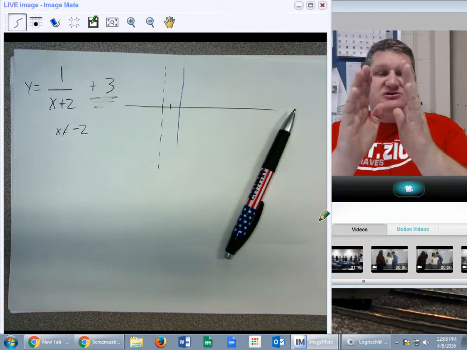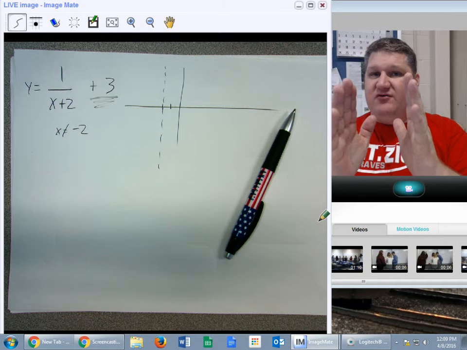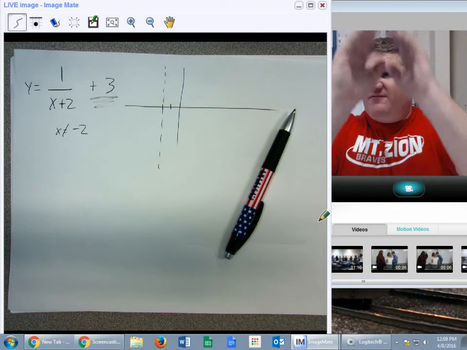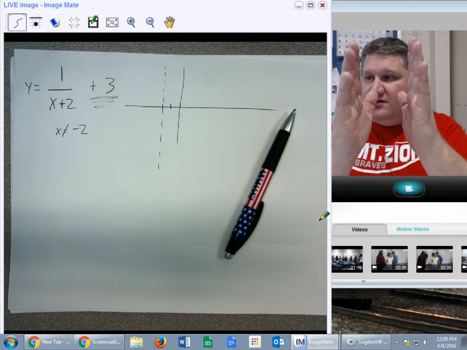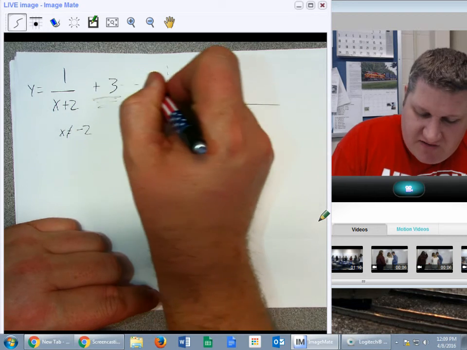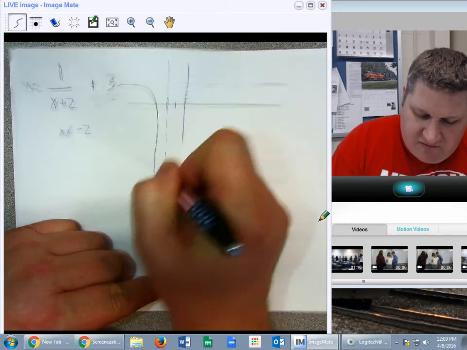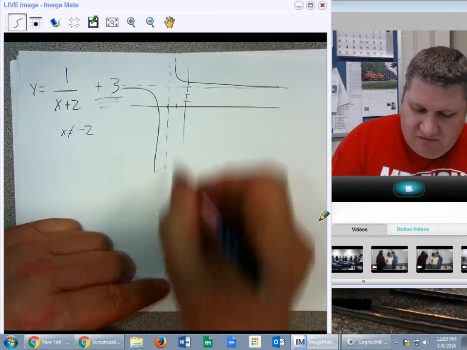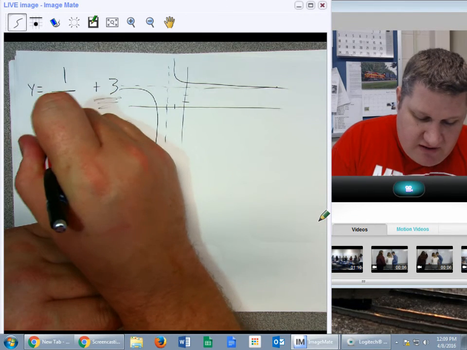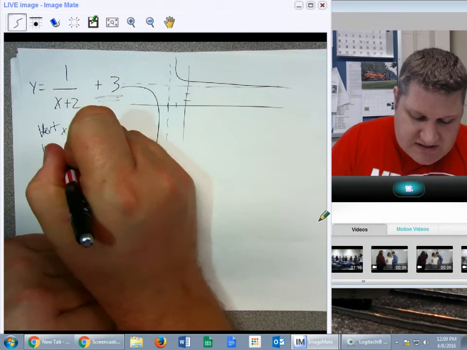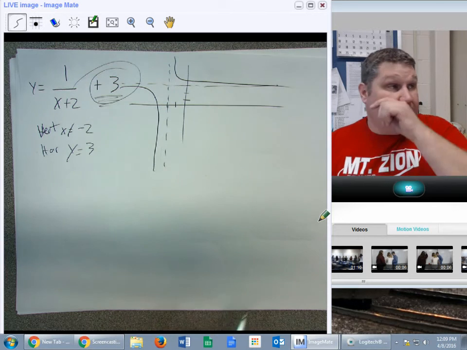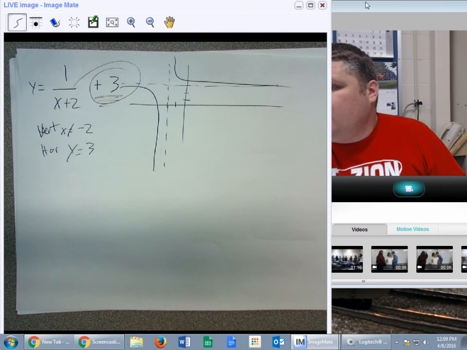If I put a plus 3 on the end of any graph that we've ever done, what has plus 3 done? Moves it up 3, right? If I put a -3 at the back of any graph I've ever done, down 3. Right. So in this case, there's a horizontal asymptote here. My graph looks like this. It doesn't cross this line. It doesn't cross this line. So you have a vertical asymptote at x equals -2, and a horizontal asymptote at y equals 3 because it's moved up 3. Okay, that's all we need to talk about for that one.